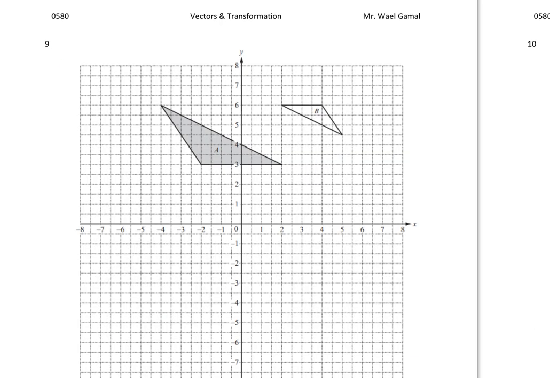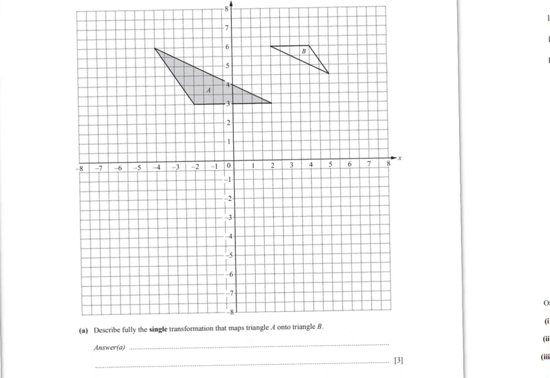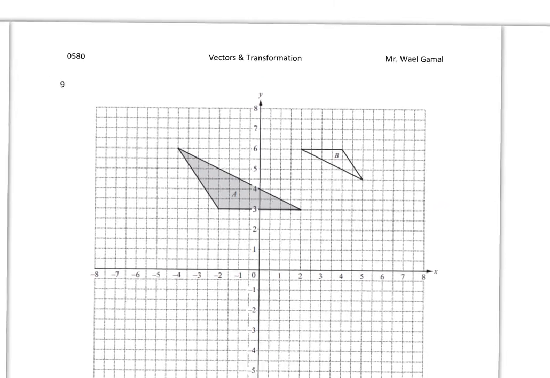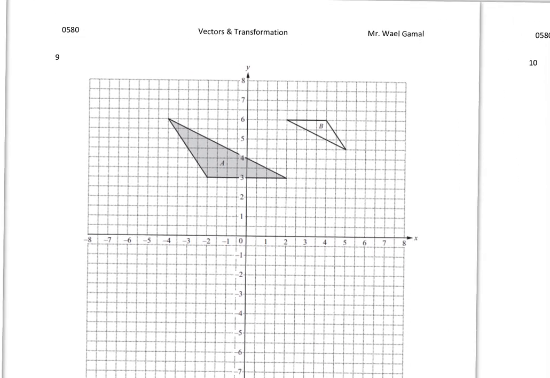Now for number 9, we have shape A and shape B. The first question: describe fully the single transformation that maps A onto triangle B. So from A to B, because the shape changes in size, this is an enlargement. For enlargement, we need to find the scale factor of enlargement and the center of enlargement.